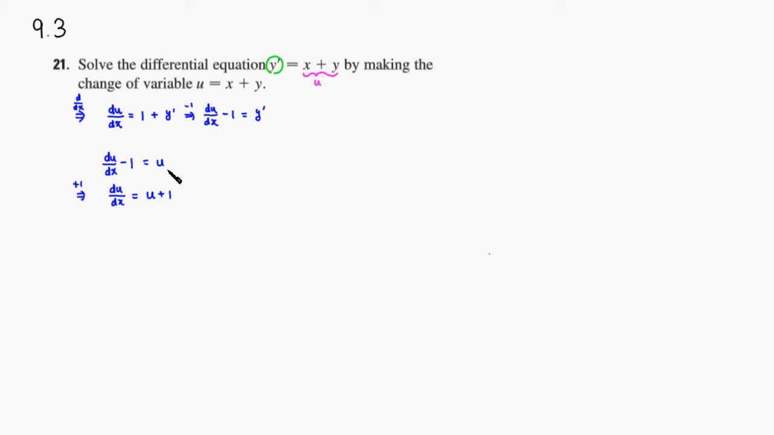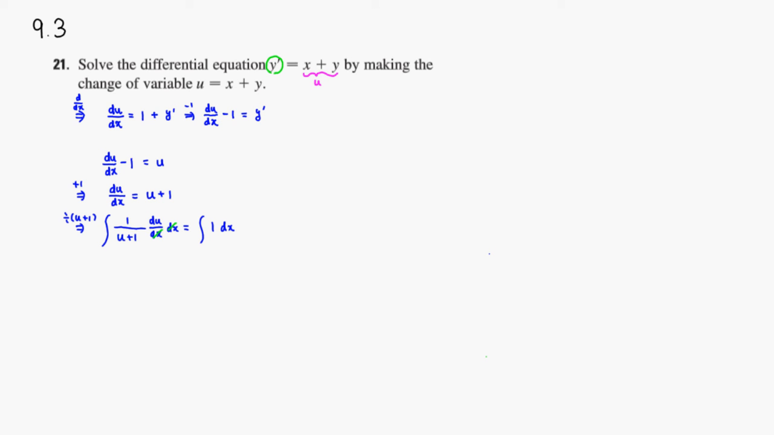So this is a separable equation. We're going to divide through by the quantity u plus 1. You will get 1 over u plus 1 du over dx is equal to 1. Then we can take the integral of both sides with respect to x. Then we can cancel dx here and dx there.